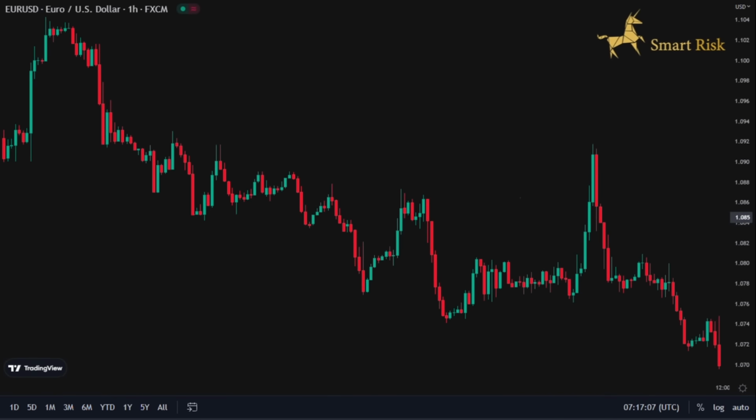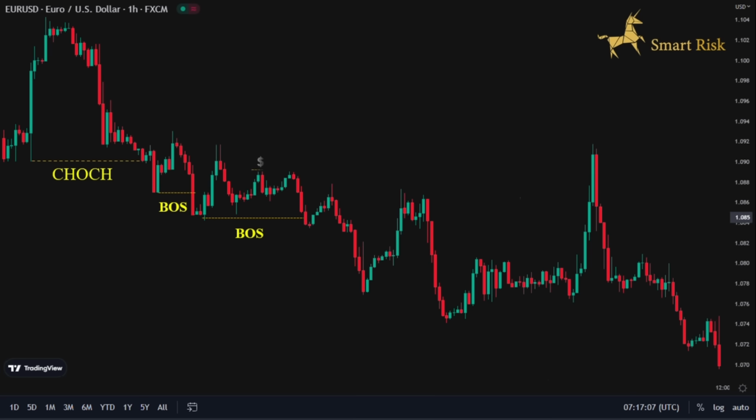Now let's move to the real price chart and see more examples. We have Euro-Dollar 1 hour time frame here. As you can see, price changed its direction to the downside after the creation of this change of character. Here, we have a break of structure, that price closed below the recent lower low. Again, here we have another break of structure.